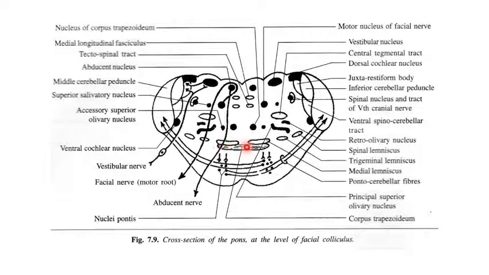Okay, so now this diagram shows the cross section of pons at the level of facial colliculus. In this section, the pons is divided into ventral basilar part and dorsal tegmental part. Basilar part is the part which lies in front of an imaginary line which passes through the trapezoid body or corpus trapezoidum. This represents the trapezoid body or corpus trapezoidum.